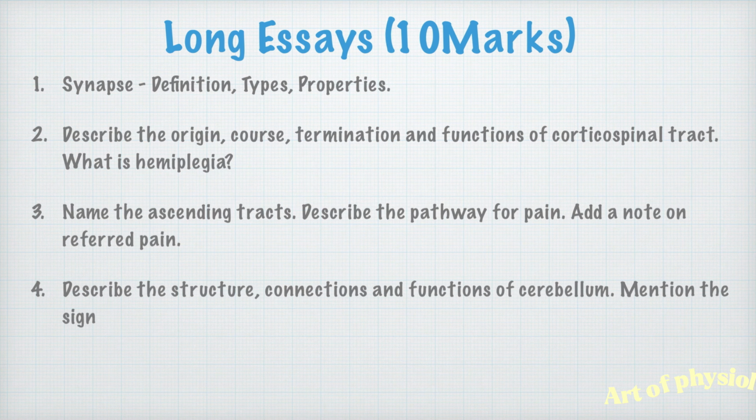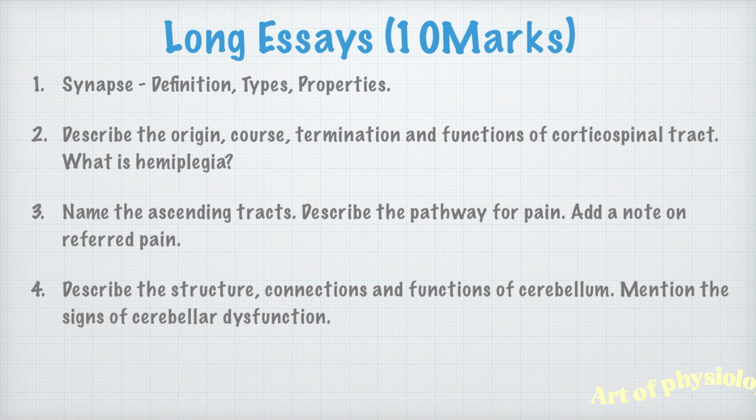Fourth question: describe the structure, connections and functions of cerebellum. Mention the signs of cerebellar dysfunction. Here you have to draw the diagram showing all the structure and connections of the cerebellum. You have to write about the function, and here the cerebellum has different parts. So when you are writing about the functions of cerebellum, you have to write under each part of the cerebellum. Okay, don't write the general functions of cerebellum. It's better to write under each part.